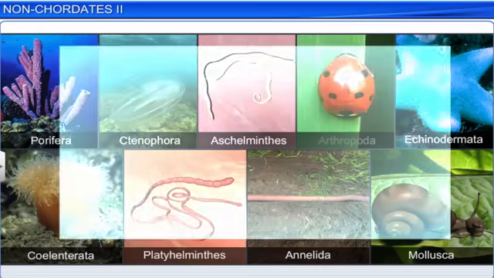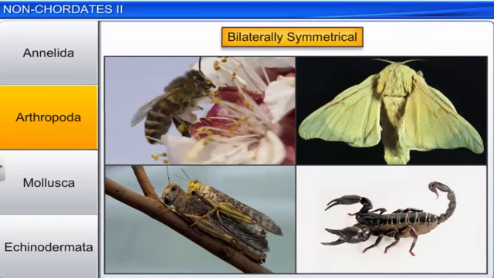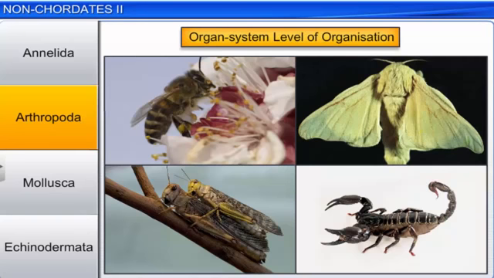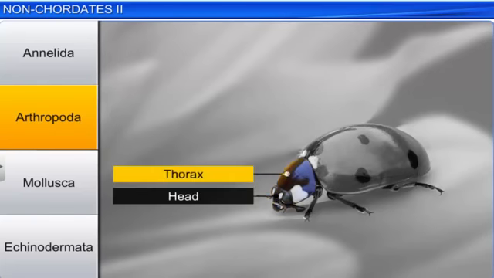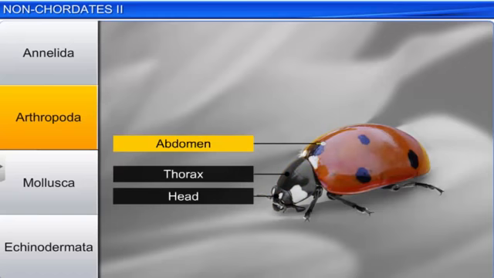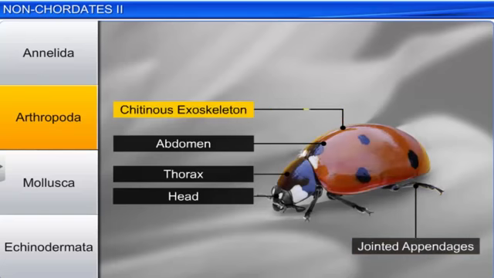The next phylum, Arthropoda, is the largest phylum of Animalia. Arthropods are bilaterally symmetrical, triploblastic, segmented, coelomate animals with an organ system level of organization. Their body is divided into the head, the thorax, and the abdomen. These animals are characterized by the presence of jointed appendages and a chitinous exoskeleton.